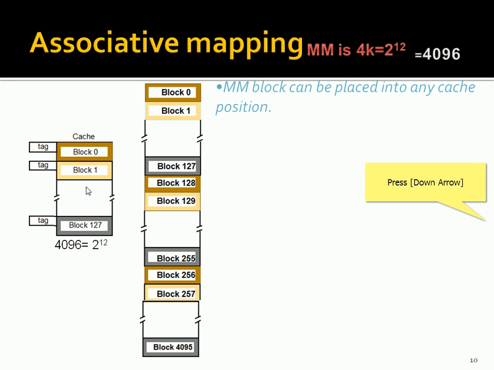So this is 128, in order to identify this block number. But inside the block, block 127 may contain the block 250 of information. So block 1 may contain block 0, maybe block 50 may contain block 4095. So that is, a main memory block can be placed into any cache position, anywhere in the cache.